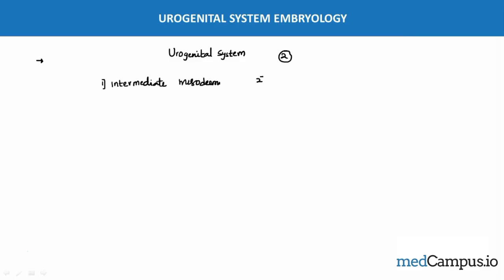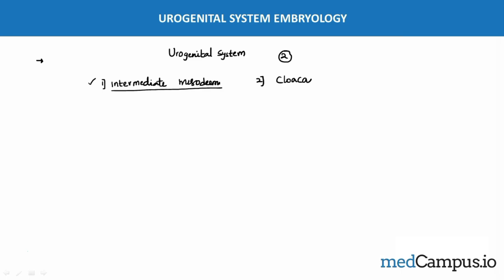Now let us try to understand the embryology of the urogenital system. Okay, this topic is very important, and the first very important point is that the urogenital system is derived from two important components. First is the intermediate mesoderm and the second is the cloaca. These two are the parent embryonic structures which give rise to the urogenital system.